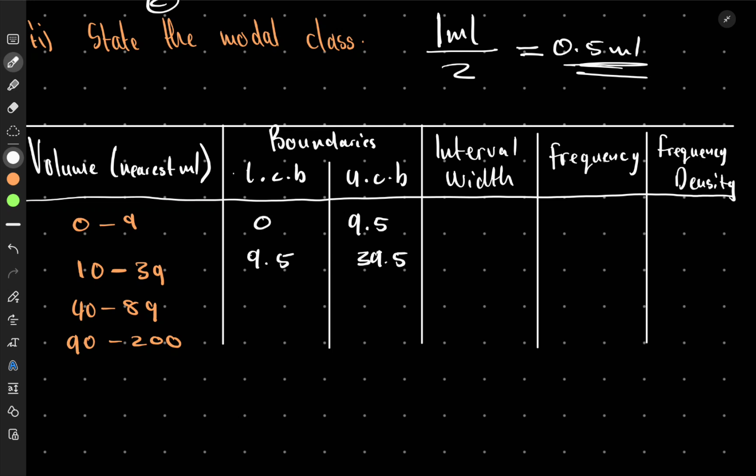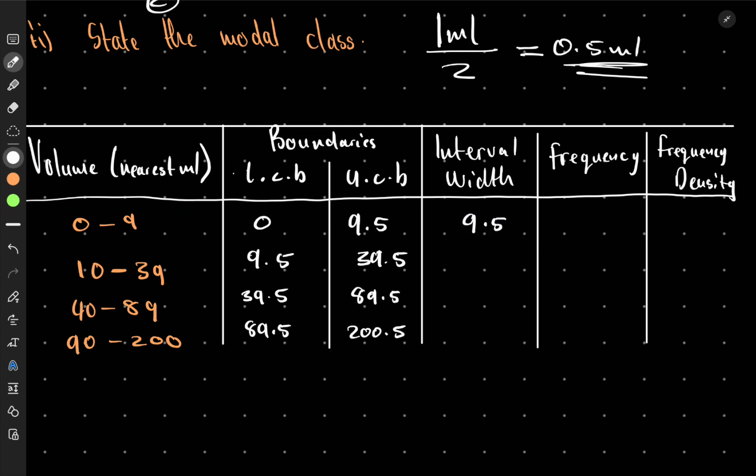So here we have 40, we reduce 0.5, we'll get 39.5. 89, we add 0.5, you get 89.5. 90, you remove 0.5, you get 89.5. 200, you add, you get 200.5. These are your boundaries. Now we can get the interval width. So we start: 9.5 minus 0, you get interval width of 9.5.